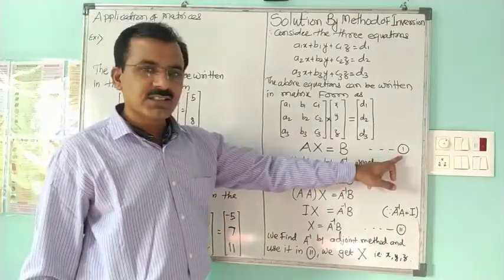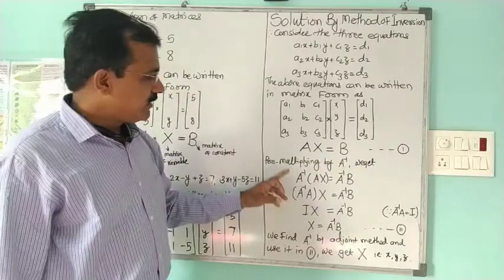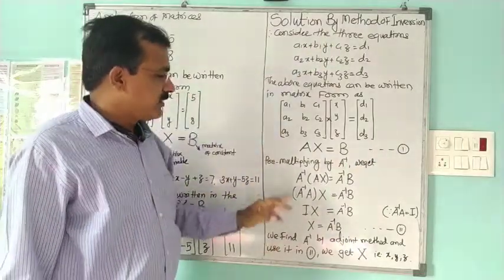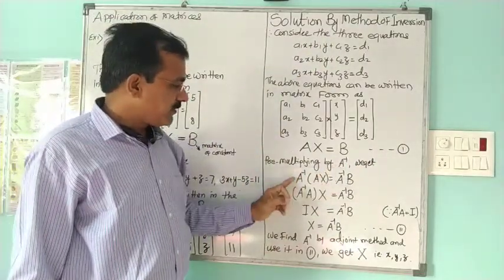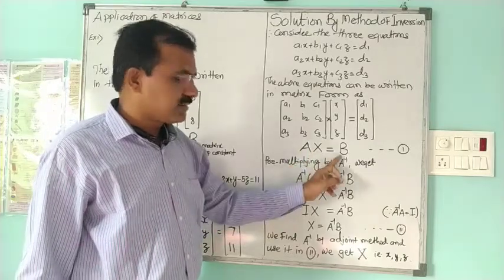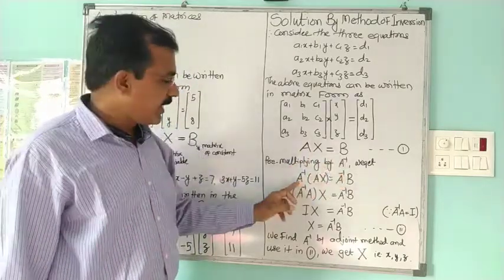If I call this equation 1, then in the method of inversion we pre-multiply this equation 1 on both sides by A inverse.